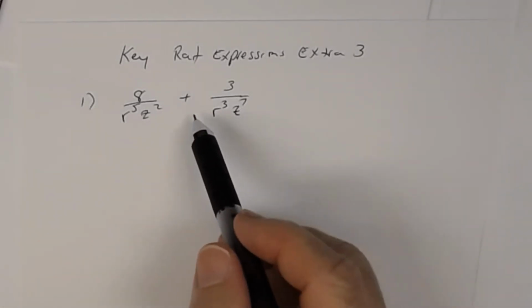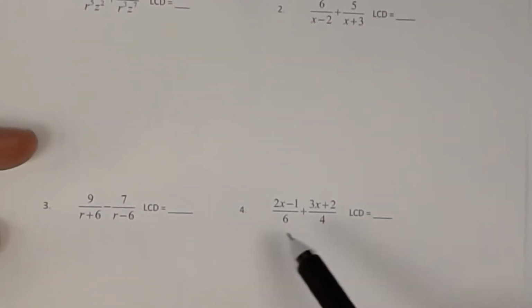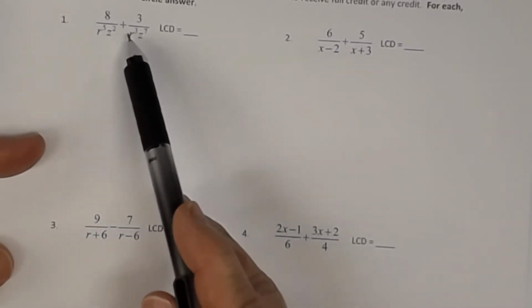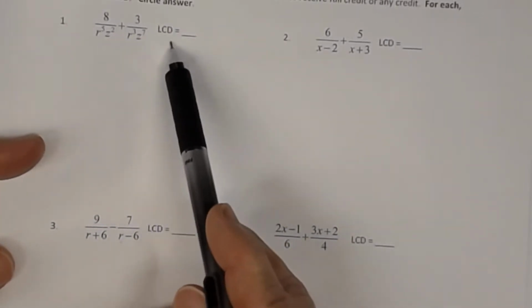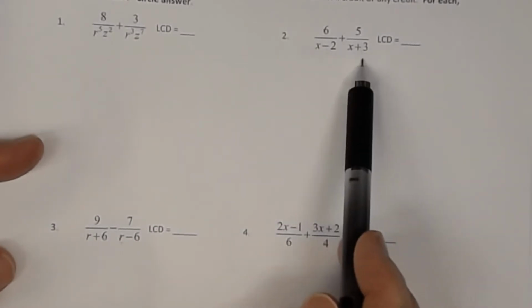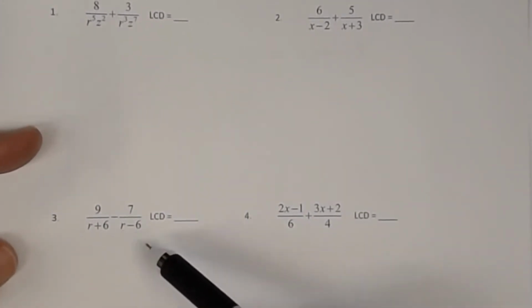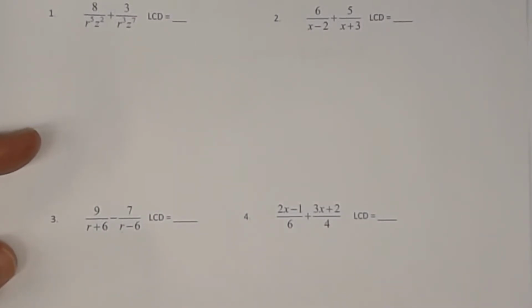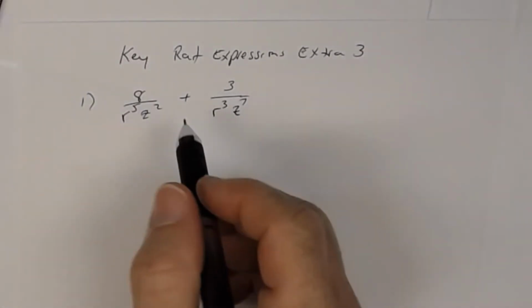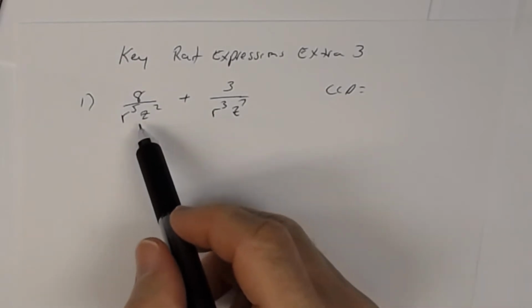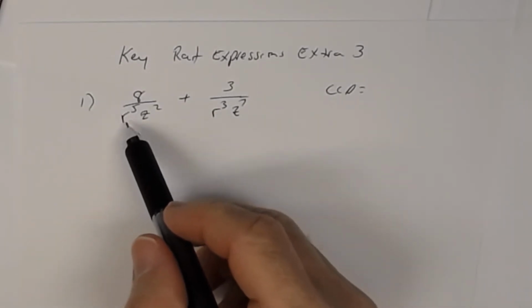Now, the interesting thing about number 1 versus the others is that if you look at the denominators, at least in 2 and 3, these are binomial factors: r minus 2, x plus 3, r plus 6, r minus 6. And then here we have monomial factors. So in number 1, when finding the LCD of the denominators, basically you look at every factor.